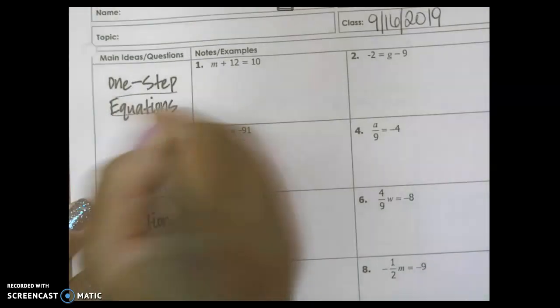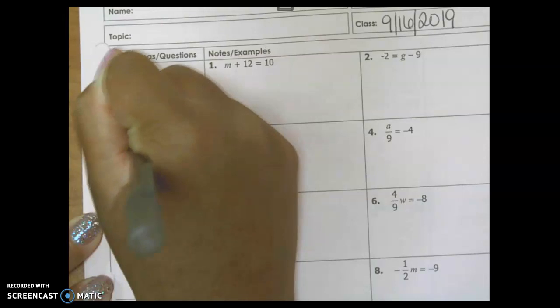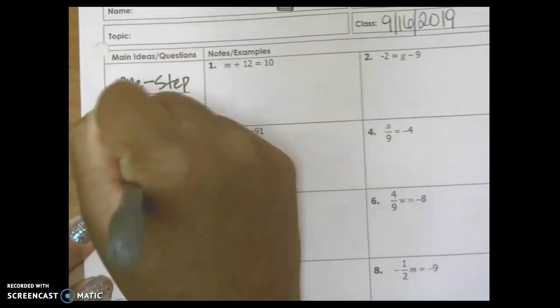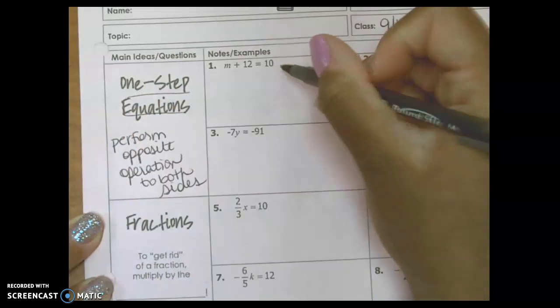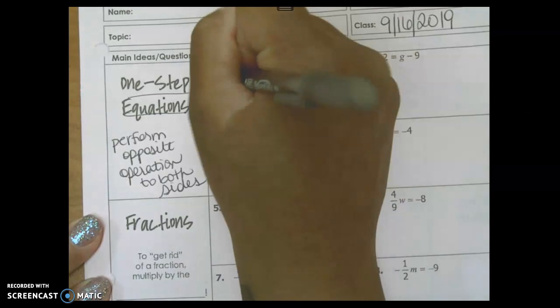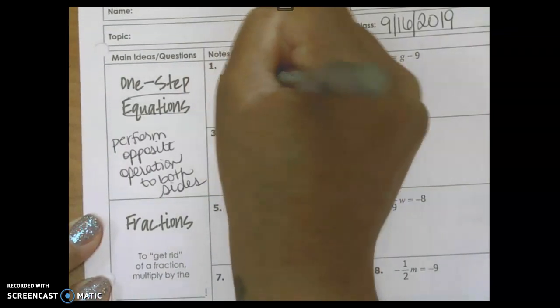So a one-step equation is where you literally perform the opposite operation to both sides. Now, I told all of my classes that algebra and solving equations is something that we've been doing since elementary school. We're just finding the missing value. So instead of having an m here, it's some number plus 12 equals 10.